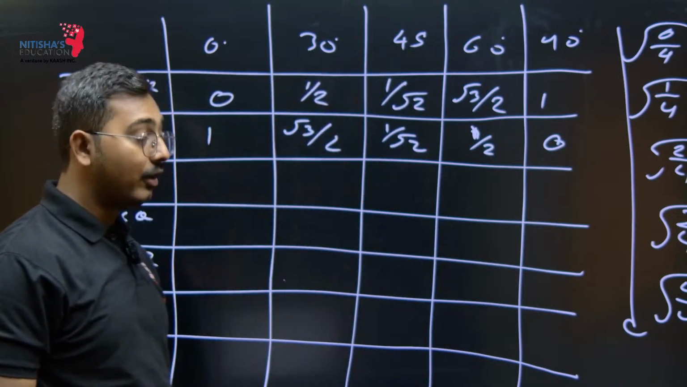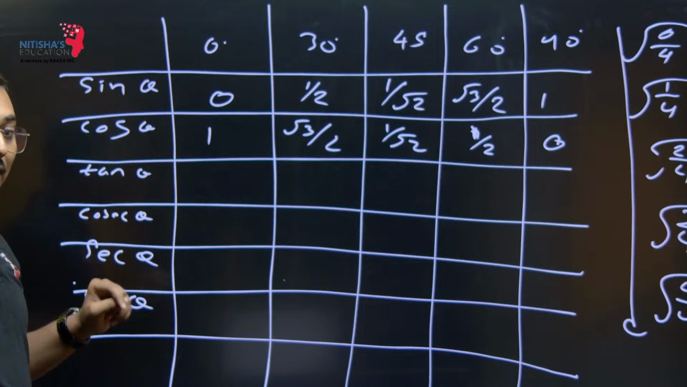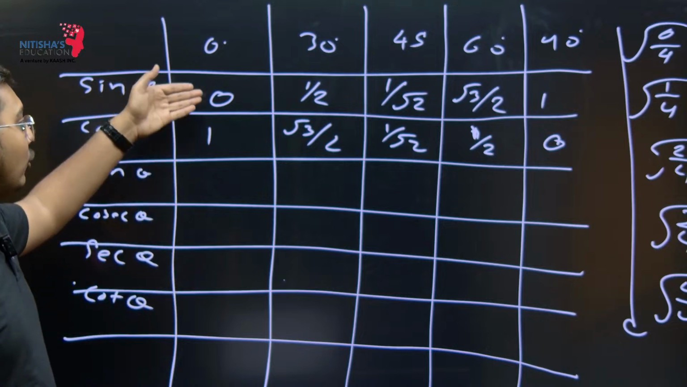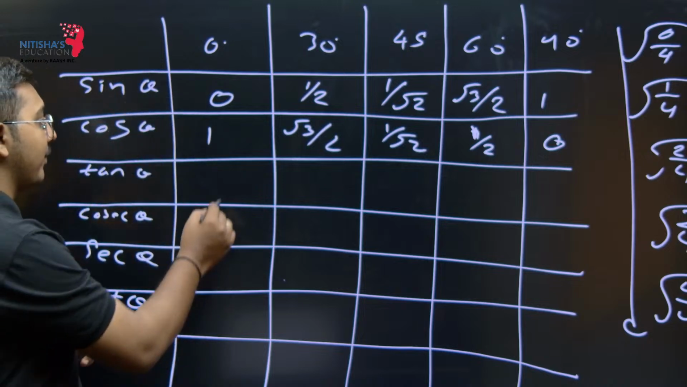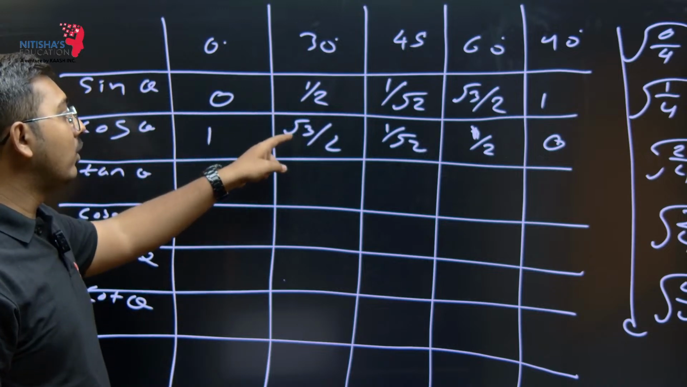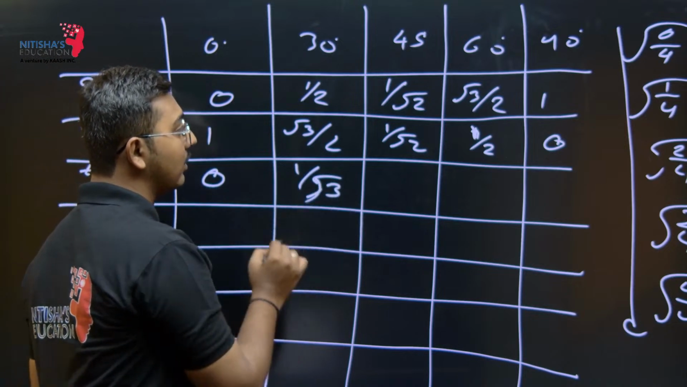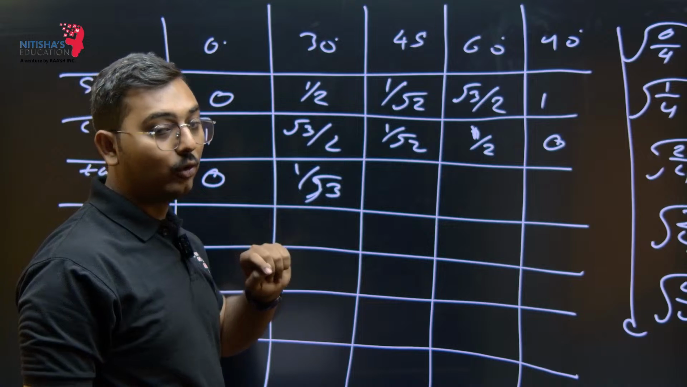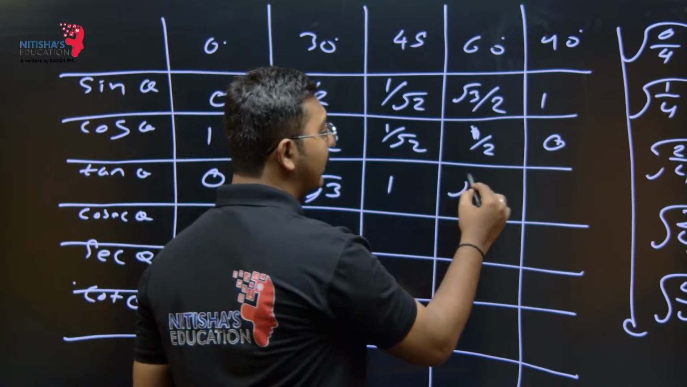For tan, we have learned the formula that it is sine by cos. So just we have to substitute the values. So 0 by 1, division is always already provided to us. So 0 by 1 is 0. 1 by 2 divided by root 3 by 2, which is 1 upon root 3. 1 by root 2 divided by 1 by root 2, which is 1. Root 3 by 2 divided by 1 by 2, it will be root 3.